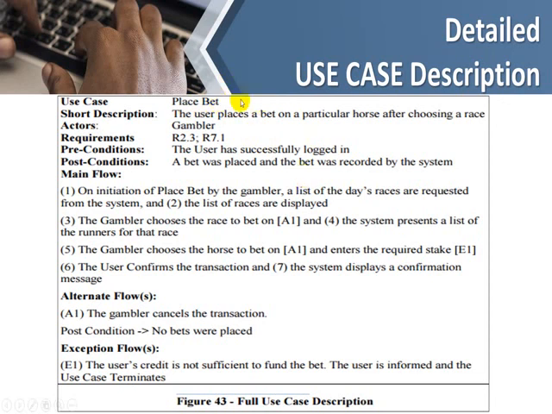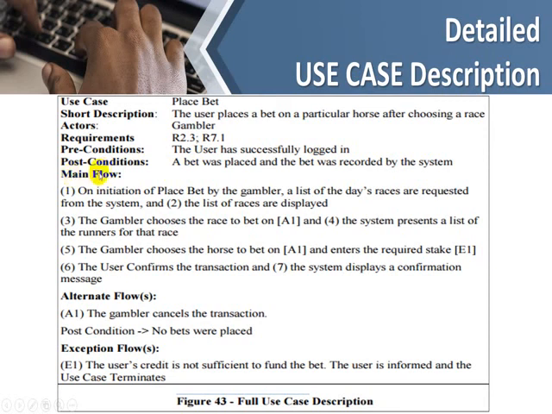So over here, this is the template. The name of the use case: place bet. Short description: the user places a bet on a particular horse after choosing a race, right? Actor is who? The user, the gambler. Requirement: these are the requirement numbers, requirement 2.3, requirement 7.1. What is the precondition that we have studied? The user has successfully logged in, so he must be in the system. Post condition: a bet was placed and the bet was recorded by the system. So these were the things that we have studied.